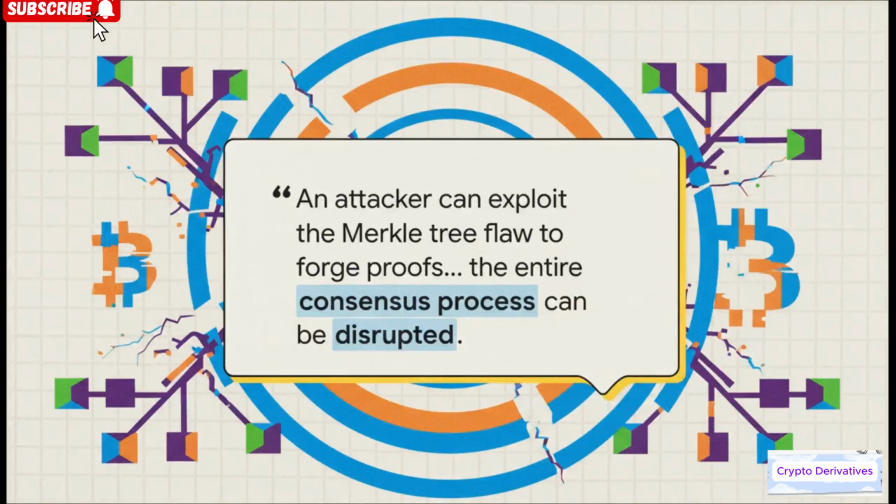And this isn't just a what-if scenario. Researchers have shown how this exact flaw could be used to attack a blockchain like CoreChain, which relies on Bitcoin. By forging these proofs, an attacker could potentially mess with the entire consensus mechanism. That's the very heart of how the network agrees on what's true, and that could cause some very serious problems.